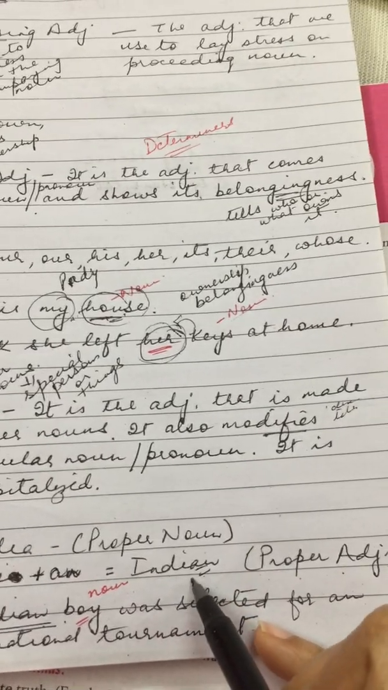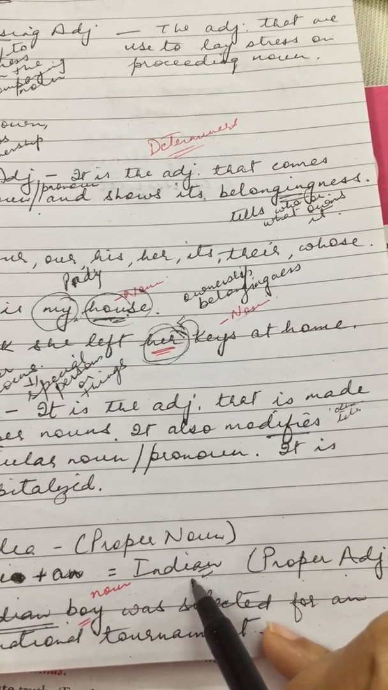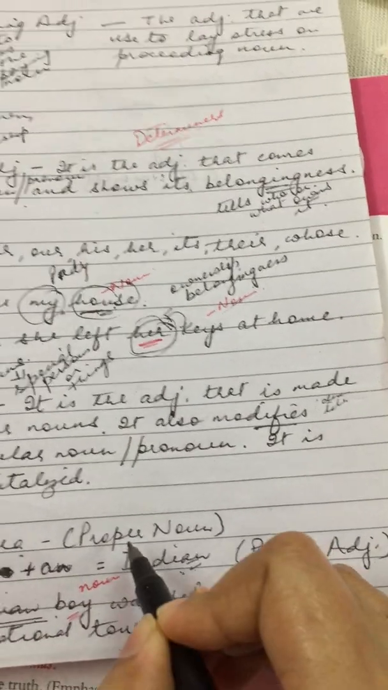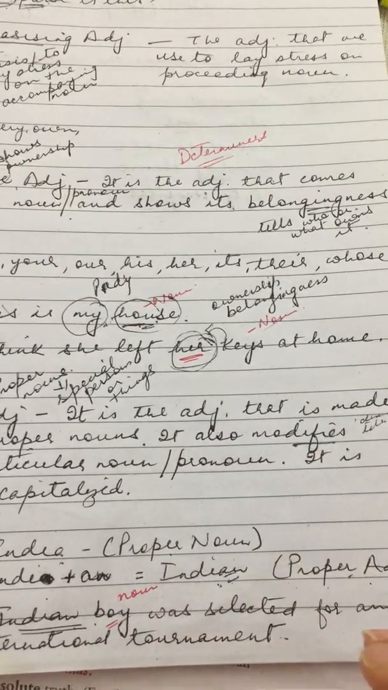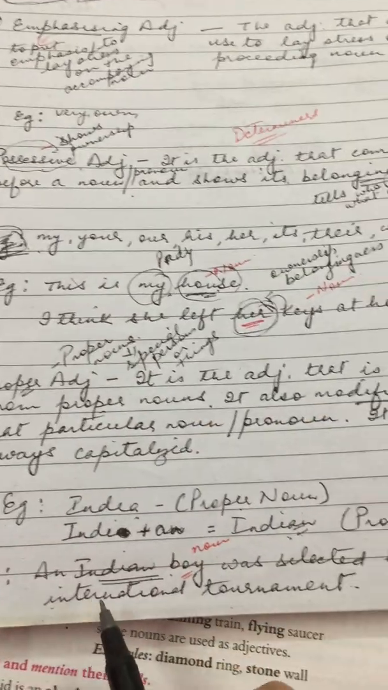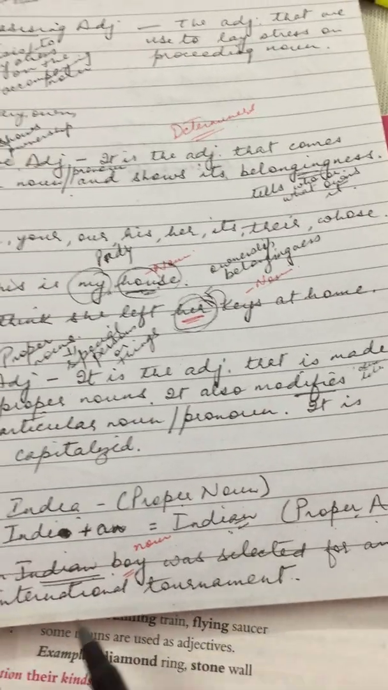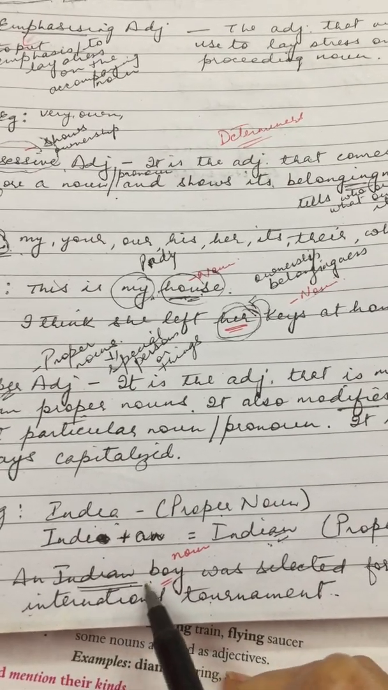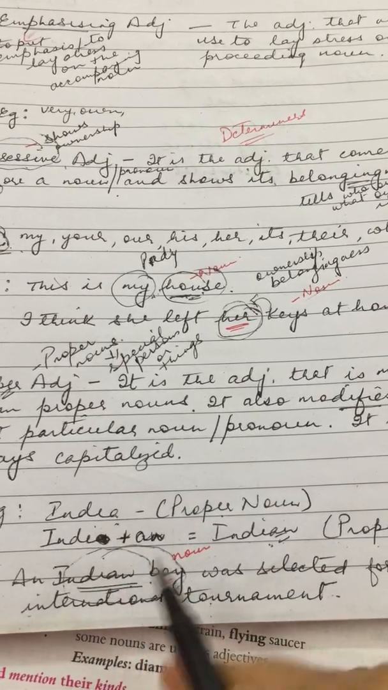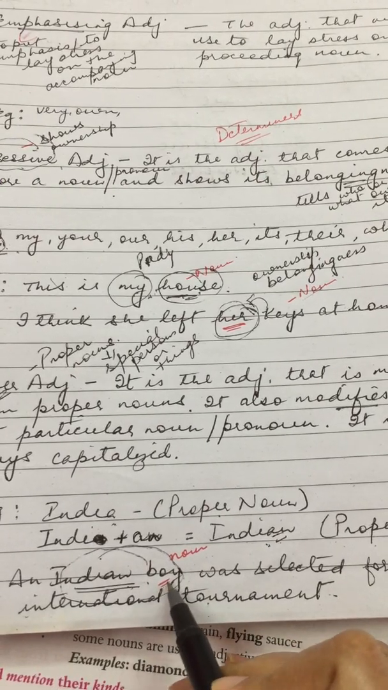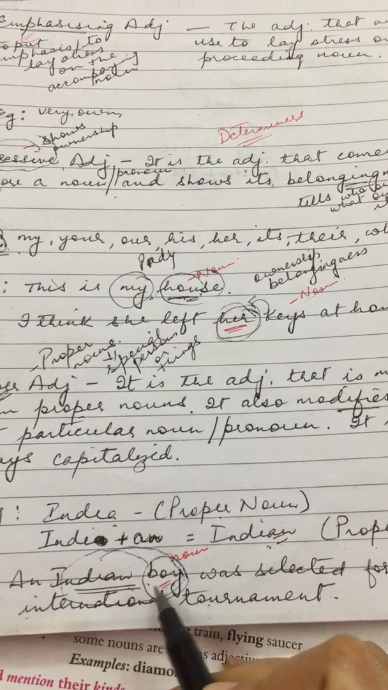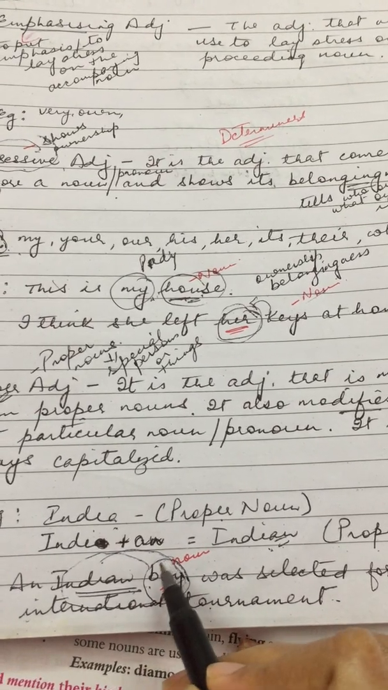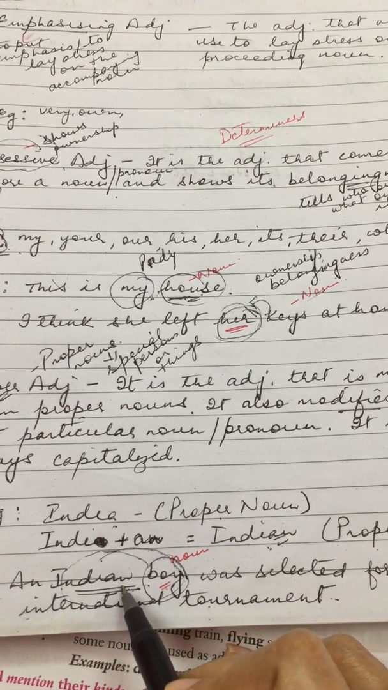India, Indian. Indian is formed from India. A proper adjective is formed from a proper noun. Example, an Indian boy was selected for an international tournament. Indian boy. It is describing the noun. It is telling more about this boy. Who was that boy? He was an Indian boy.